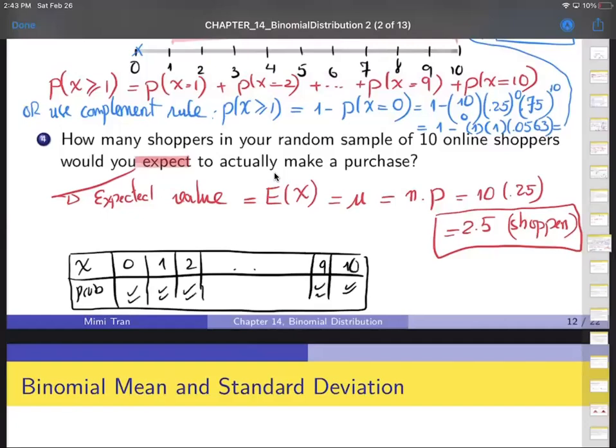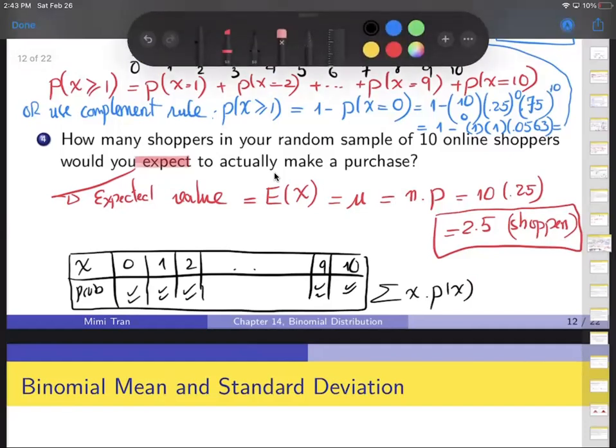We already know the probability of none making a purchase. We have it right here. Probability of 0, 1, 2, and then you add them all up. You sum them all up. That's summation notation. You sum up X times P of X. 0 times, so 0 making a purchase is 0.0563. We did it up there.